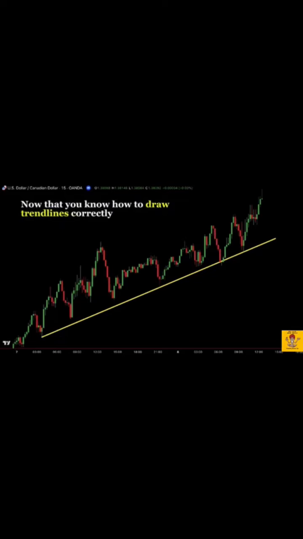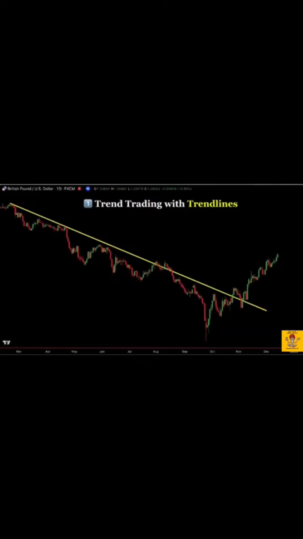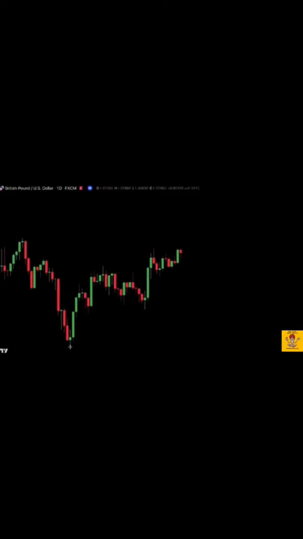Now that you know how to draw trend lines correctly, let's take it a step further and learn how to use them in combination with price action to find high probability trade setups. We use trend lines in combination with price action in two main ways. First, trend trading with trend lines. This means trading in the direction of the trend. Second, reversal trading with trend lines. This helps identify potential trend reversals. Let's start with trend trading first.